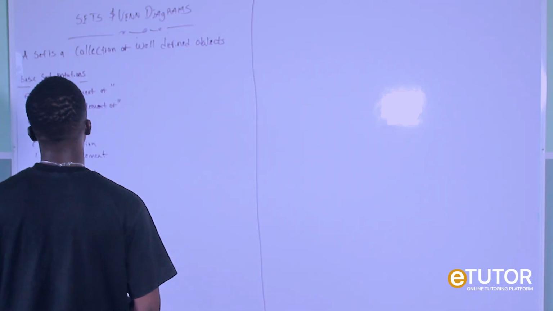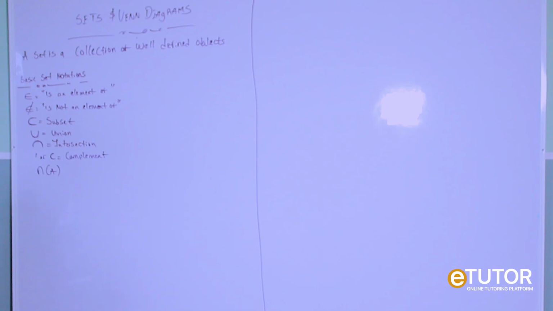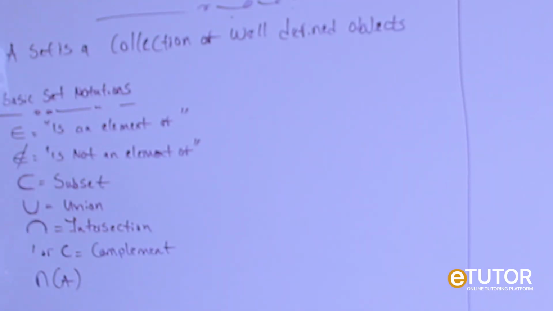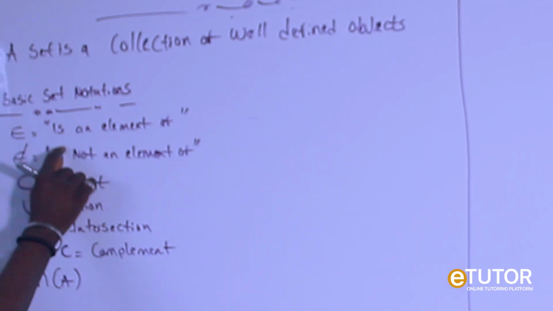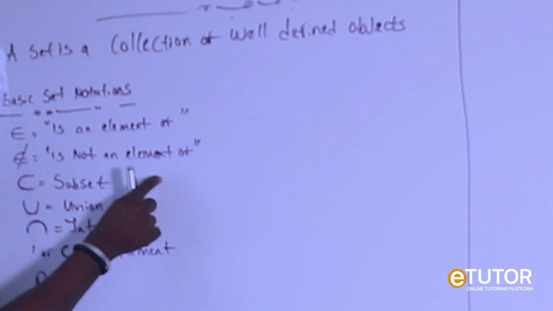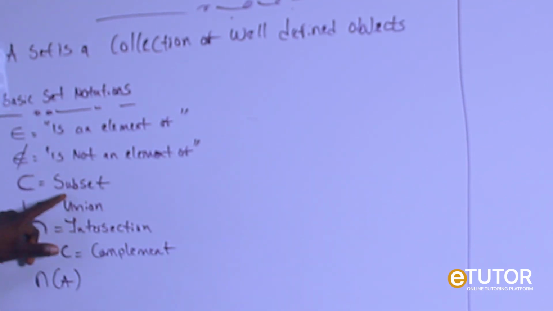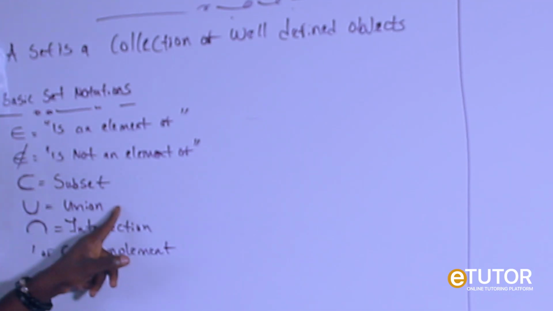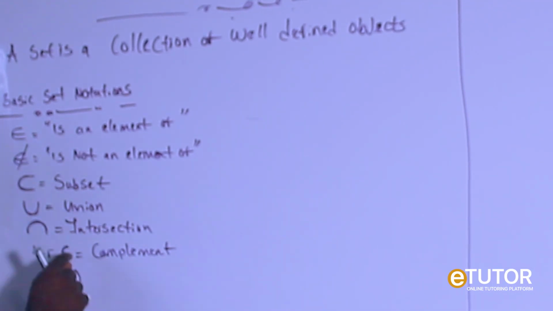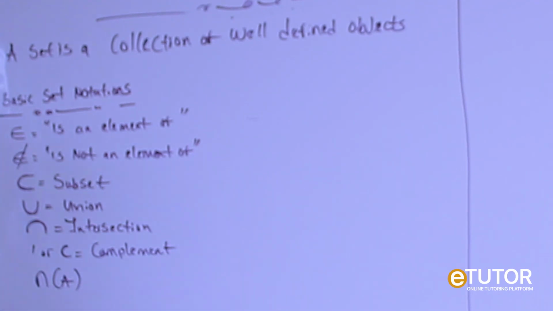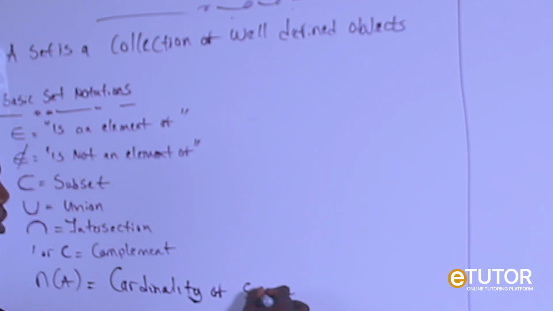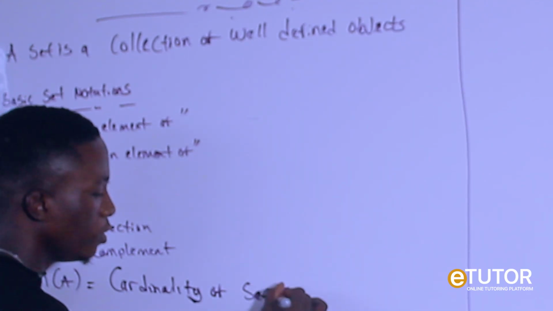So now, here are the notations or symbols that we would come across during sets. This is the first one. This one means "is an element of", while this means "is not an element of", while this ⊂ signifies subset, while this one signifies union, this signifies intersection, this means complement, and n(A) means the cardinality of set A.